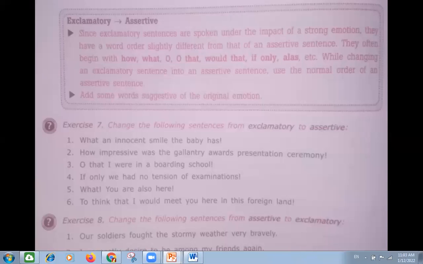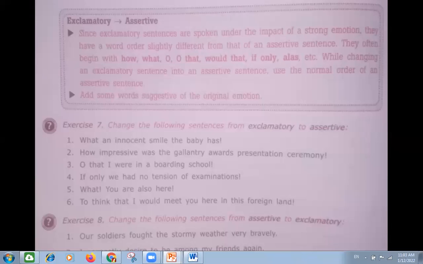Lower down your hands, everyone. Ishmeet has given us the correct answer. The baby has a very innocent smile. Absolutely correct answer there, everyone. Ishmeet, mute yourself. Thank you, sir. That's absolutely correct. Let's go to the next question.